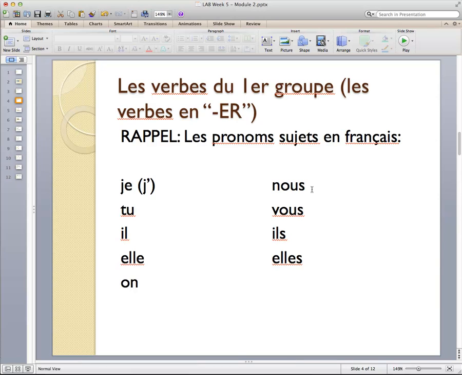Nous, we, and that is the plural of je. Okay, if I'm in the group, then it's we. Vous is you, plural or formal. But if there are lots of informal yous, tu, then together it makes a group of vous, you guys. Ils, they, which is either masculine and plural, or it can also be a mixed group of masculine and feminine things. And elles, they, which is a group of feminine plural things or people.